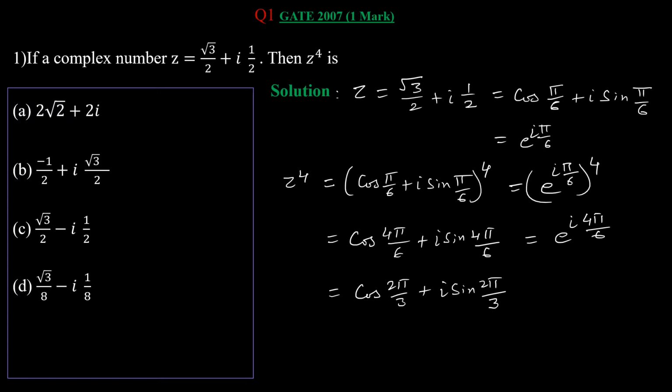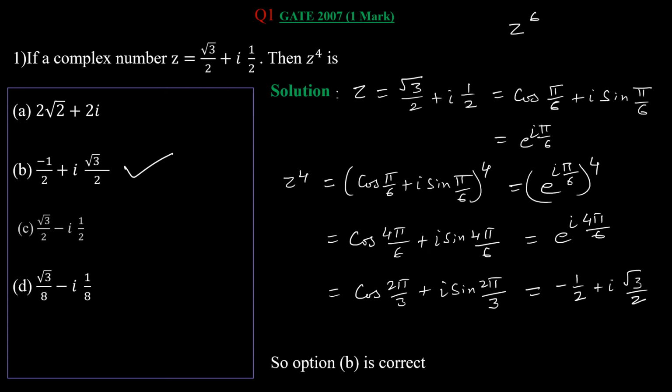You must know the values of cos 2 pi by 3 plus i sine 2 pi by 3. The value of cos 2 pi by 3 is minus 1 by 2, and plus i times the value of sine 2 pi by 3, which is root 3 by 2. Okay. So this is the required answer. What we can see, option B is the correct answer. These questions are very good questions you can solve in the GATE examination. In the place of z to the power 4, if any value is written, z to the power 6, z to the power 10, whatever, you can solve that.